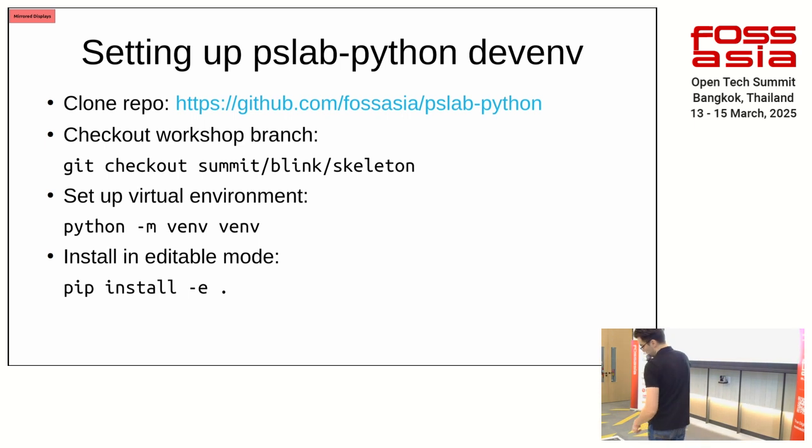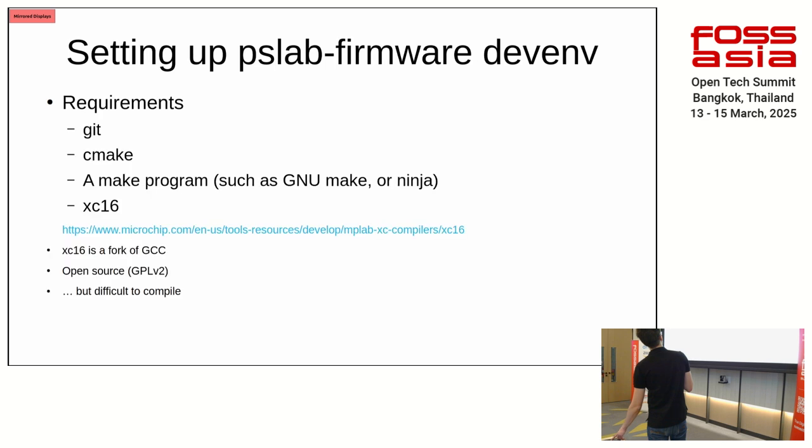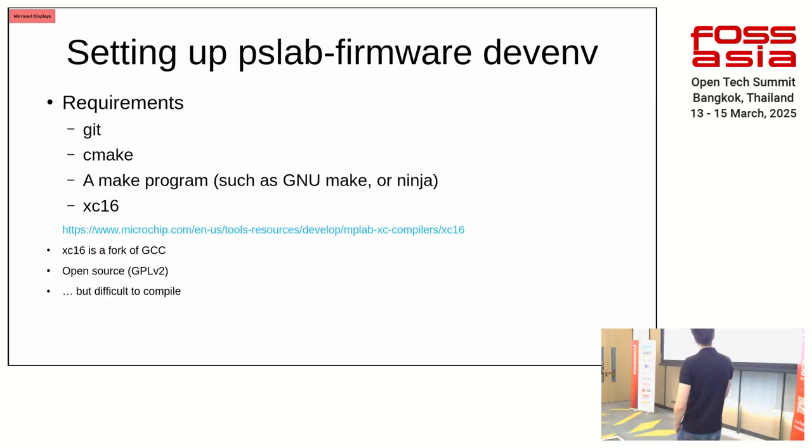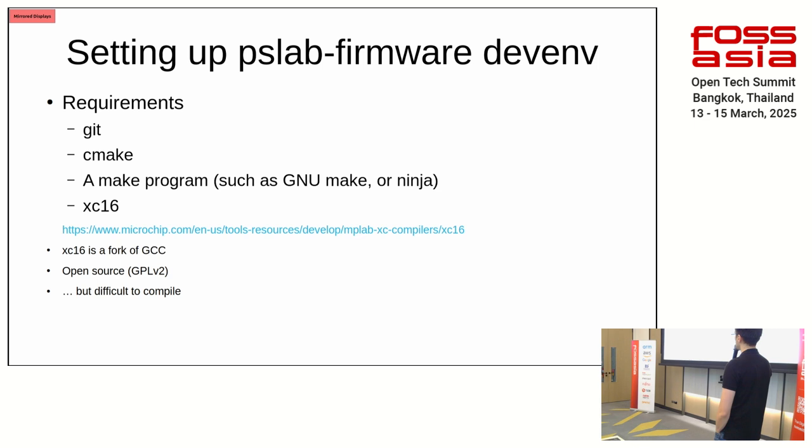We're going to cover the exercise in just a bit. But let's move on to setting up the firmware environment as well. This one is a little bit more involved. Git is also required here, of course, to clone the repository in a bit. But in addition to Git, to actually build the firmware, you will require a few other things. CMake is one. CMake is the build system we're using.